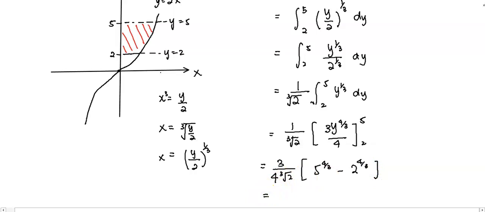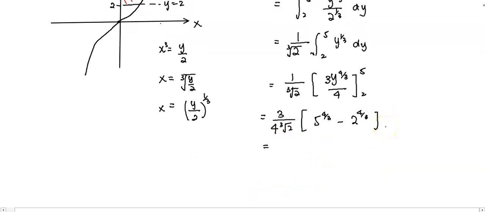Probably for this answer, you had better leave it in decimal form, because we can see there are so many numbers with cube roots. So you can use a calculator to help you get the final answer. You will have the answer 3.5895, or you may give 3 significant figures, that is 3.59 unit squared. Right, this is the answer.